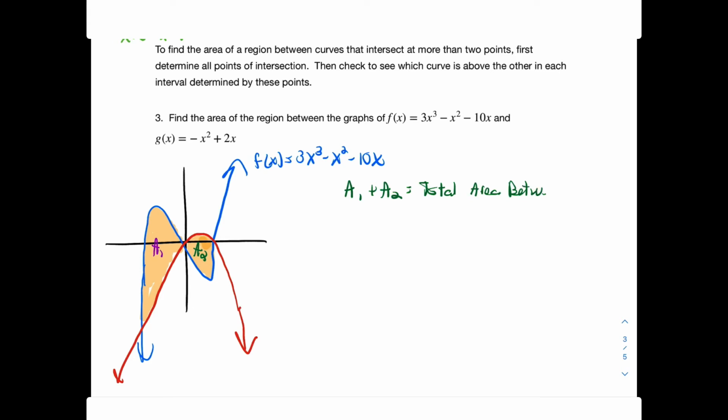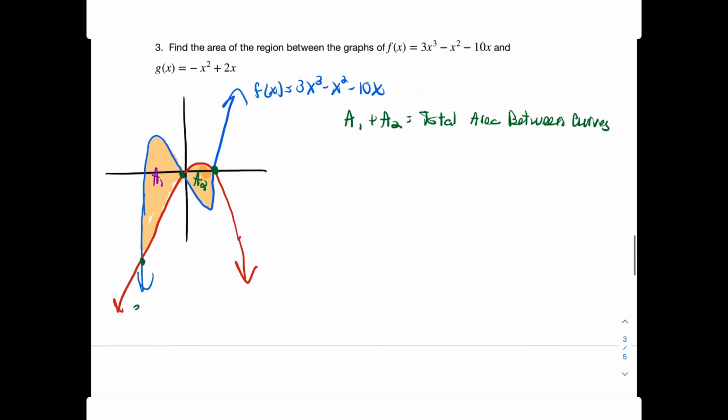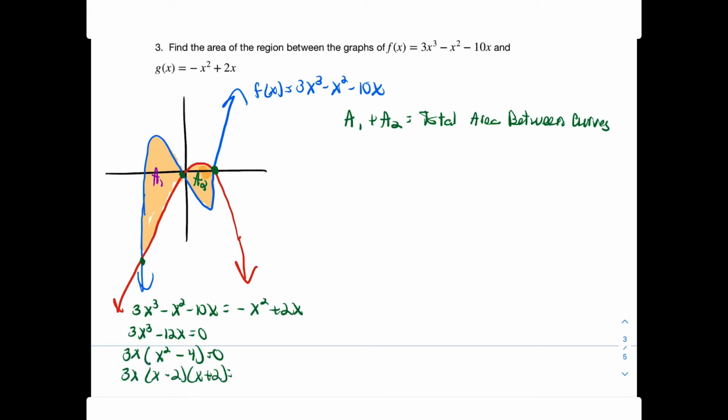To find area A1, remember that is just going to be our integral. But before we can integrate, we need to find the points at which these lines intersect. As always, to find the points where two functions intersect, you set the functions equal and solve. So these two functions intersect at x equals 0, x equals 2, and x equals negative 2. Notice that our first area goes from x equals negative 2 to x equals 0.